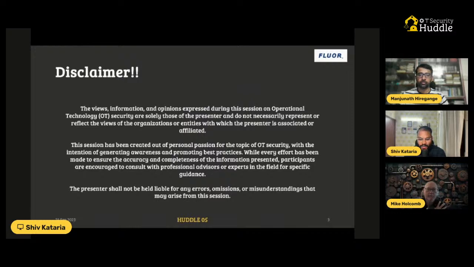Before we begin, this is a quick disclaimer that whatever we are sharing here is our personal opinion, nothing to do with the organizations that we are working with. And we are not sponsored by or associated with any organization so far.